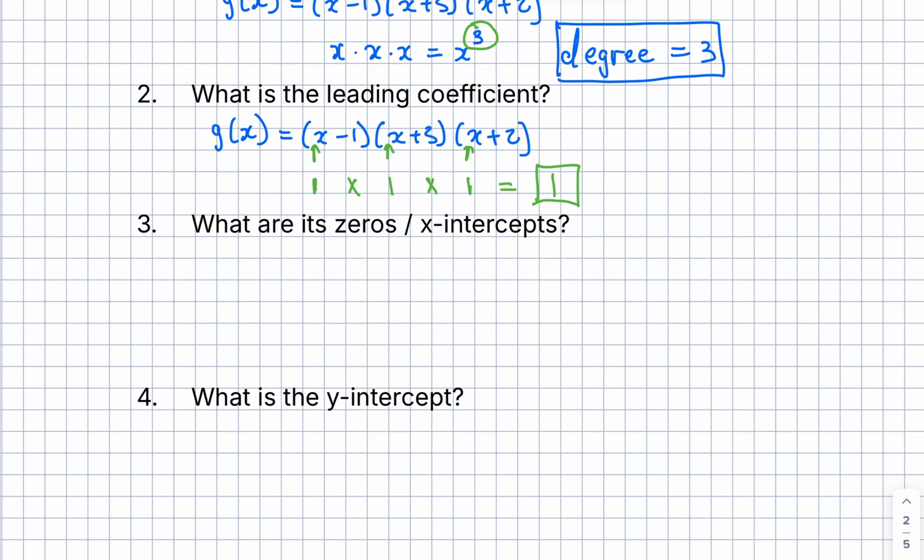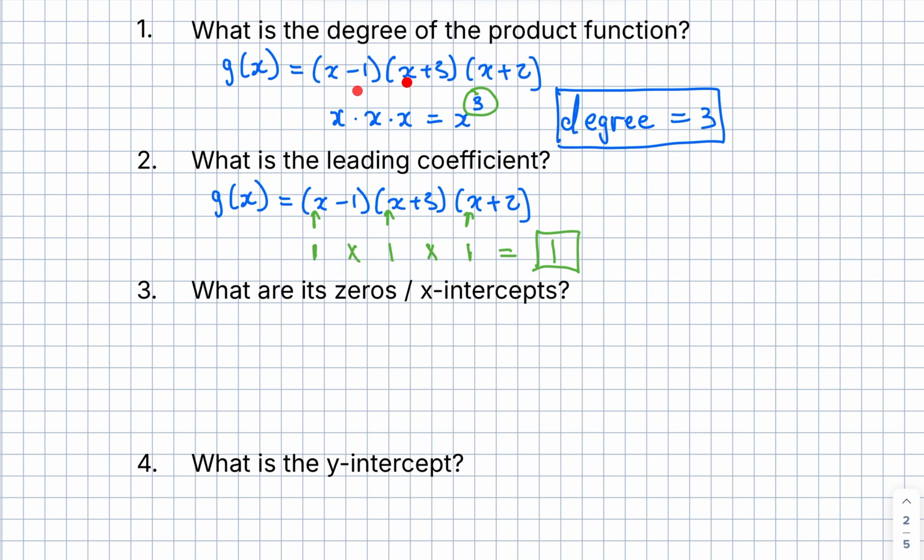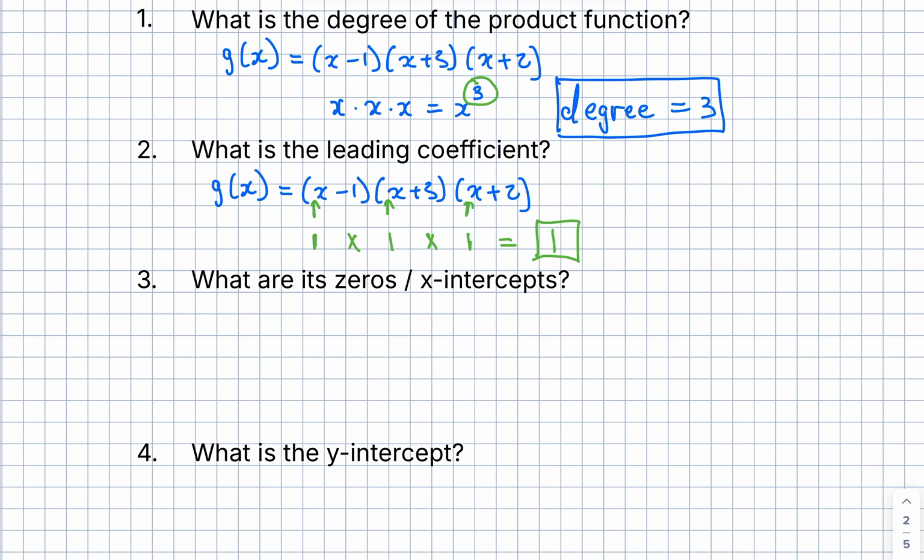All right, next question. What are its zeros? This is basically asking what the x-intercepts are. Well, you're going to take each of these linear portions, the things in parentheses, and set each one of those to 0. So we've got x minus 1 equal to 0, x plus 3 equal to 0, and x plus 2 equal to 0. Here you just solve for x. For the first one, we're going to add 1 to both sides, and these cancel out, and so now x is equal to 1.